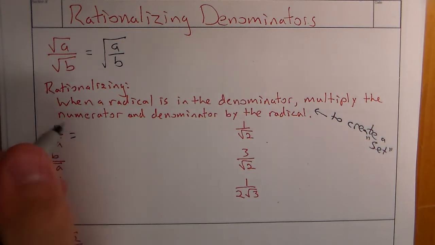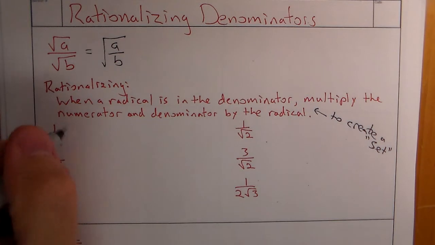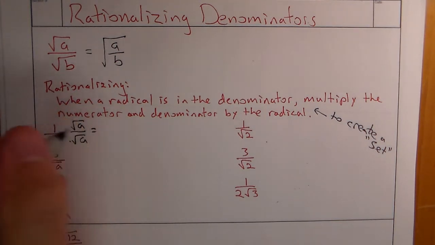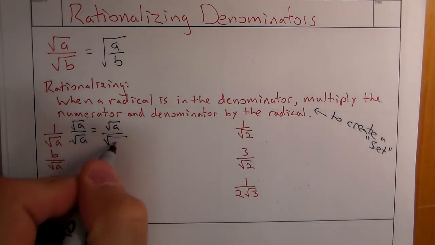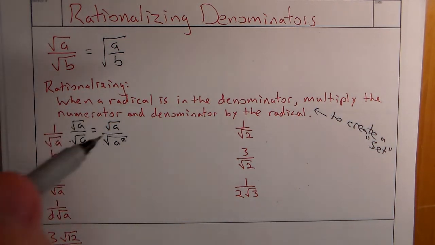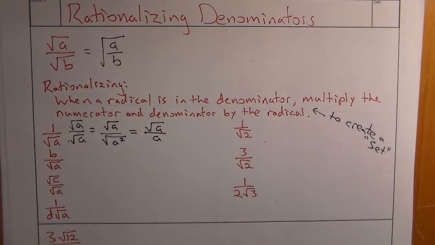If I'm going to multiply the top and the bottom by the square root of a, it gives me the square root of a on top because it's just 1 times that. But in the denominator, it's now going to be the square root of a squared. It created a set where we have a square root and we need 2 of them. That comes out to be the square root of a over a.